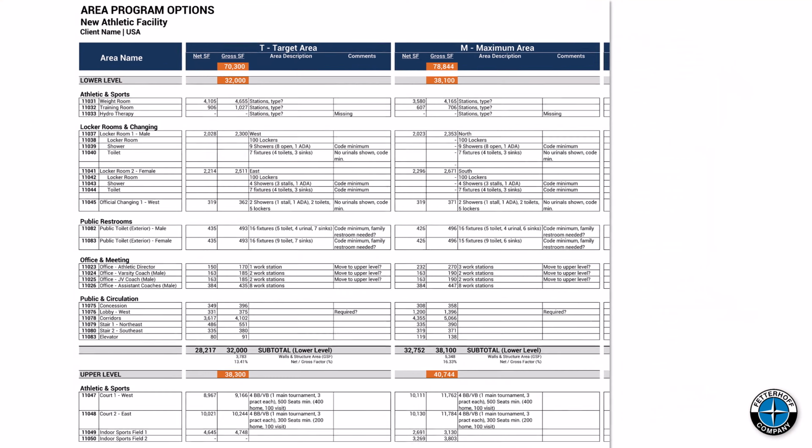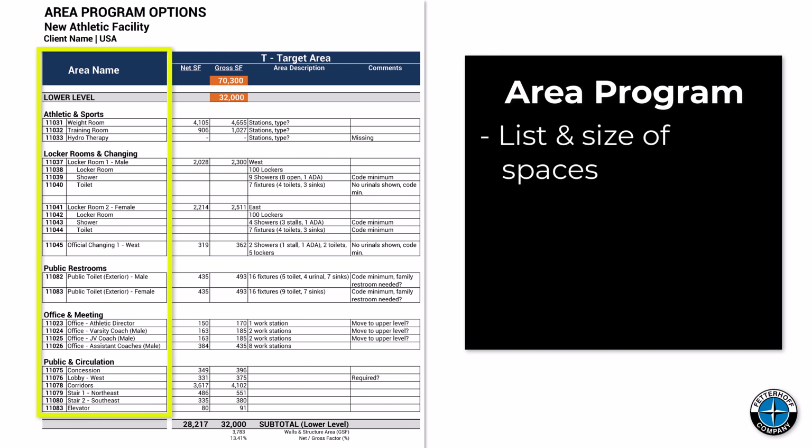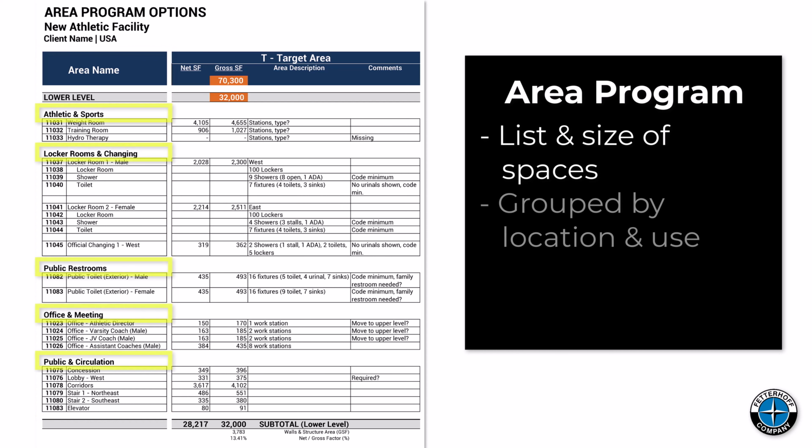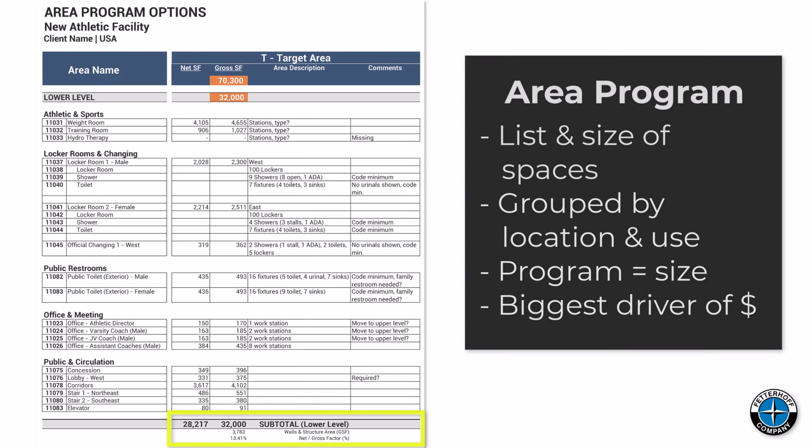The first and most important piece of information is the building area program. The area program is the mathematical basis of design for the new facility. It's the most crucial step in the design process. It's simply a list of the interior and exterior spaces and their associated size. These spaces are normally grouped by location and type of use, for example, guest areas versus operational areas. The total area of these spaces equals the size of the building, hence it's the biggest driver of money.